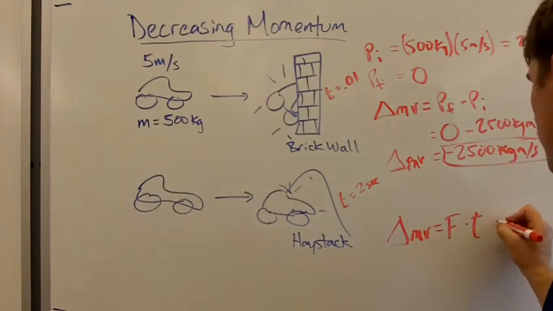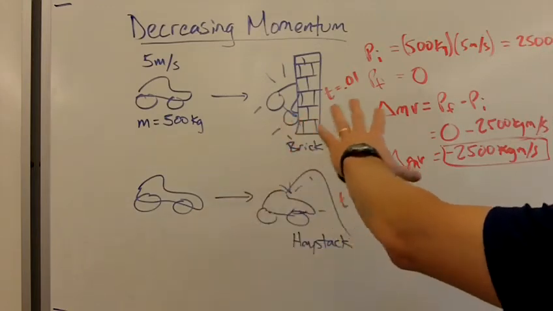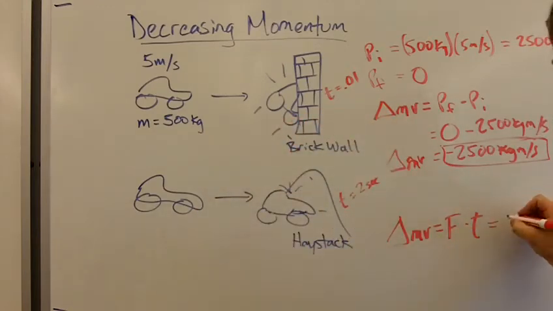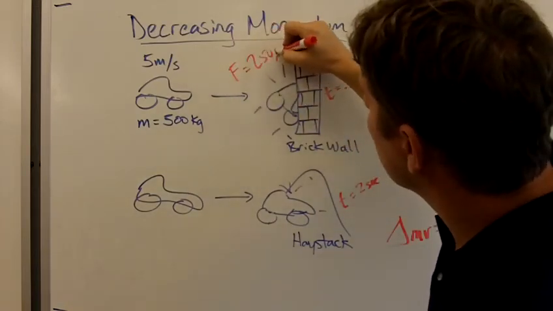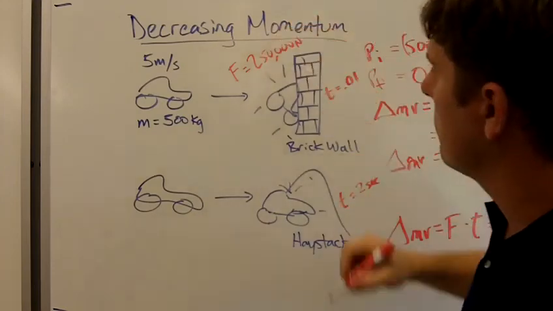Okay, so for the car that hits the brick wall, the impulse is negative 2,500. I'm going to run out of room here. That's going to equal force times 0.01, so we're going to divide by 0.01. That force is going to equal negative 250,000 newtons. So over here, the force of impact, 250,000 newtons. Yikes, don't want to be in that car.